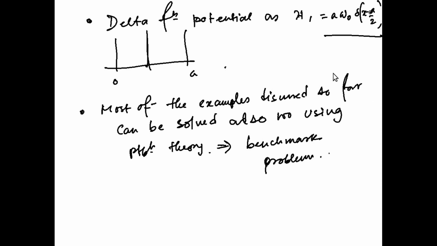Okay. So there is another class of problem you can do in which you add a delta function peak at the floor and see how the perturbations work out. What is interesting is that all the examples discussed so far can also be solved without using perturbation theory. So these are like benchmark problems. They are not real problems. You use them to see how good perturbation theory is, or sometimes the real solution is too complicated, but you want a good enough solution, so you use perturbation theory.